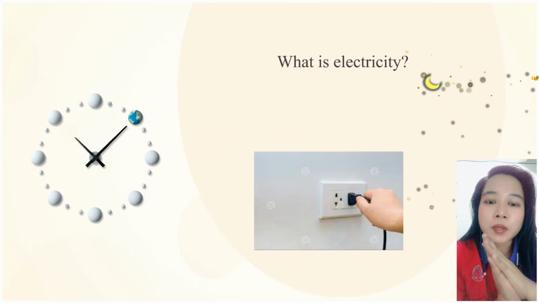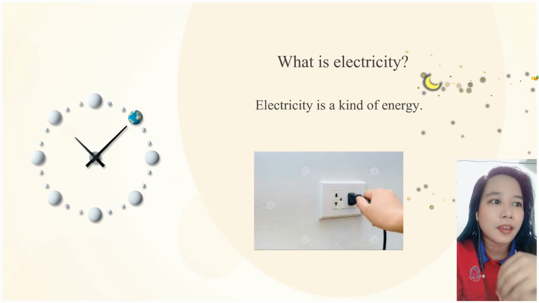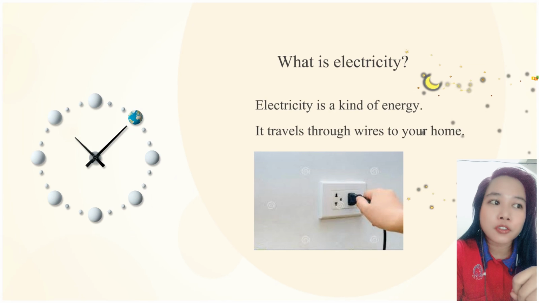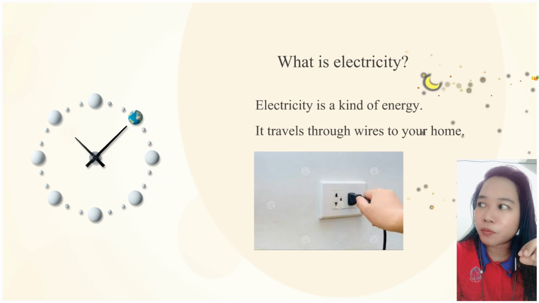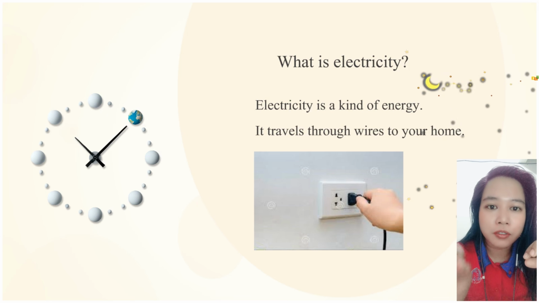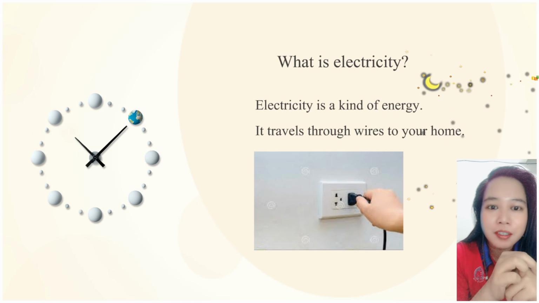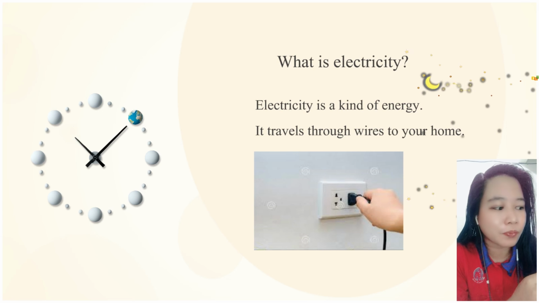So the question right now is, what is electricity? Electricity is a kind of energy, meaning it produces work. It travels through wires to your home. As you already know, you have a lot of wires in your house, so electricity travels through those. Like for example, the one that I have there. That's the electricity that travels to the air conditioner that I have here in my room.